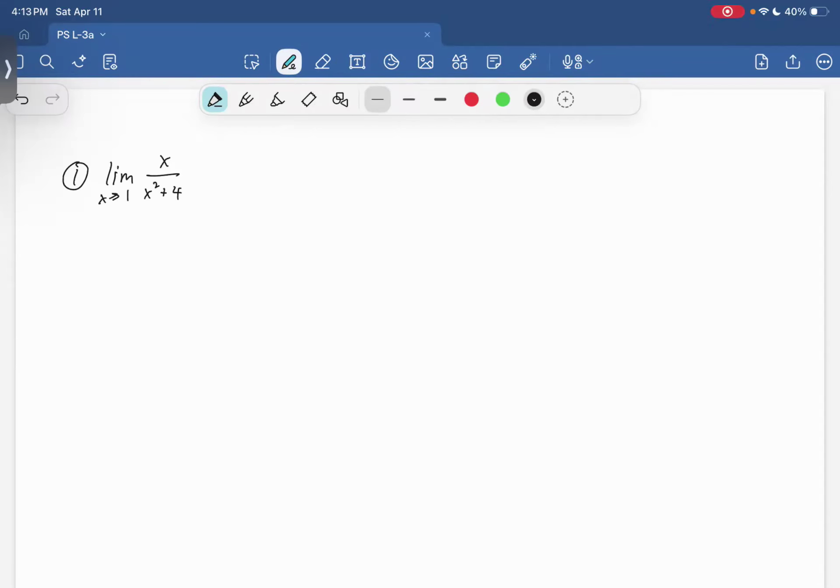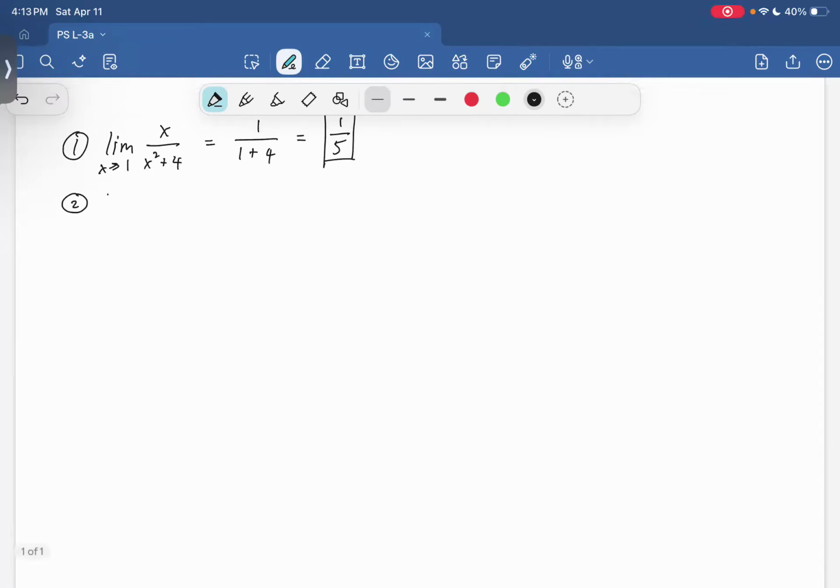So to evaluate this limit, we can first plug things in and see if it gives us a divide by zero error. It turns out that it doesn't, because when we plug it in, the numerator is 1 and the denominator is 5. Sorry. And so the answer is just 1/5. And we don't need to do anything further.